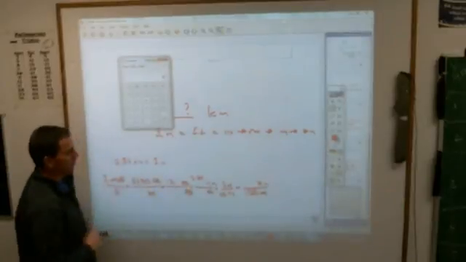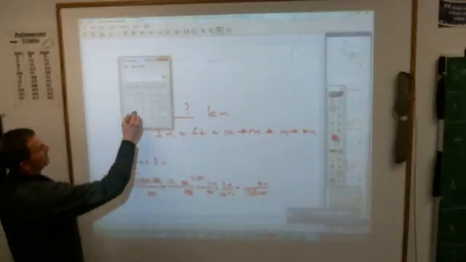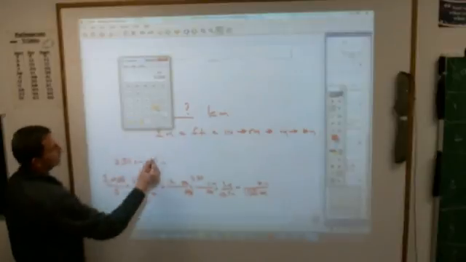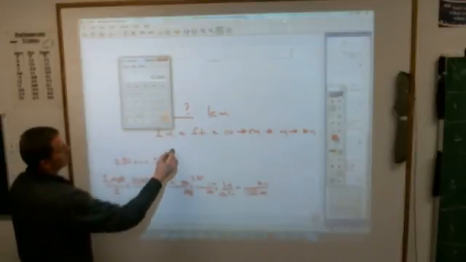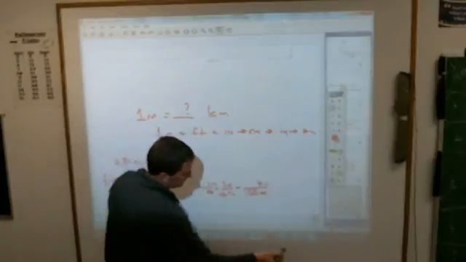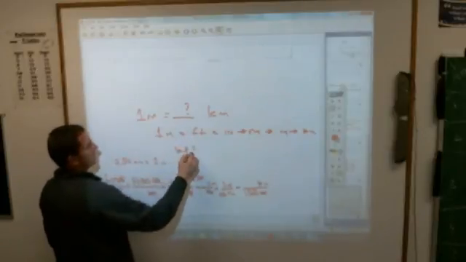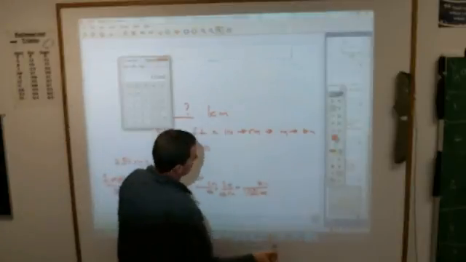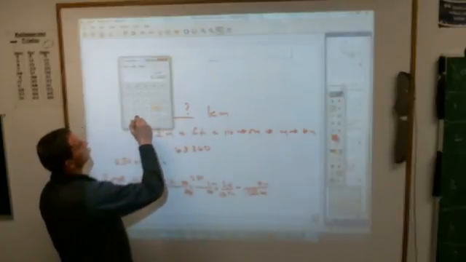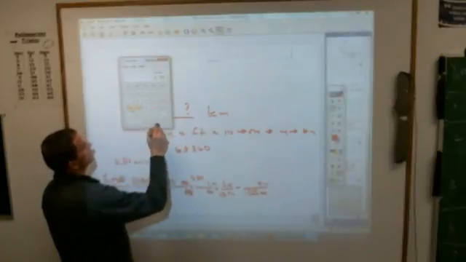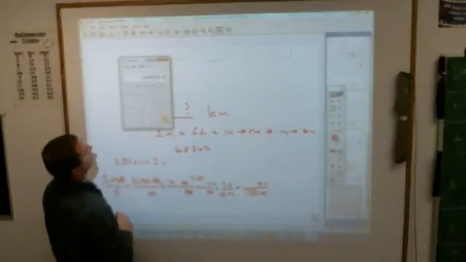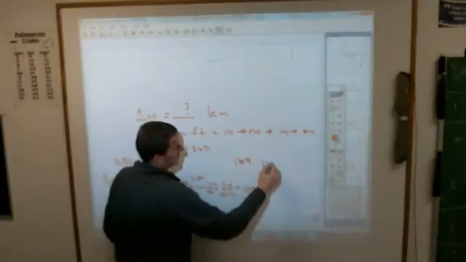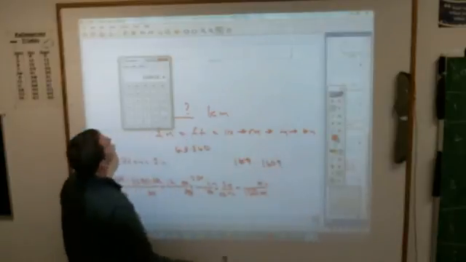Let's see if Alex's 1.6 is actually accurate here. So 5,280 times what? 12. That gives me 63,360. How come the calculator doesn't stay up there? Then I'm going to multiply by 2.54. Which gives me 160,934.4.